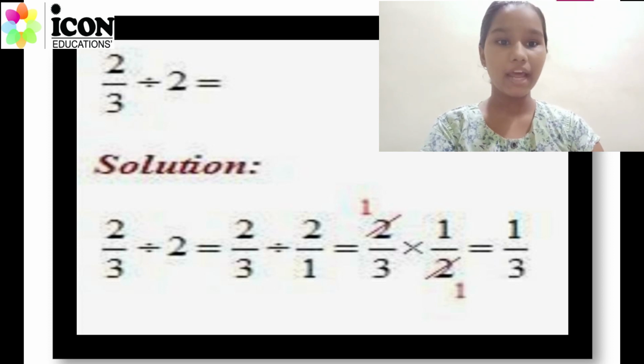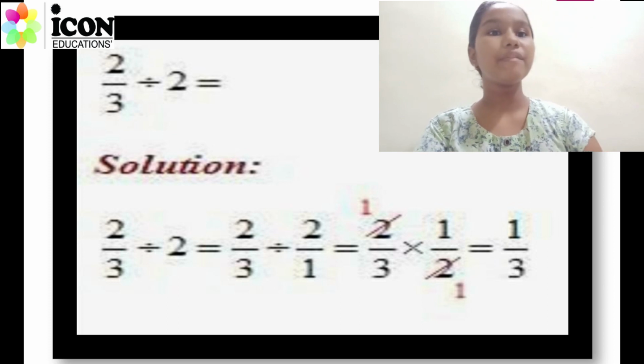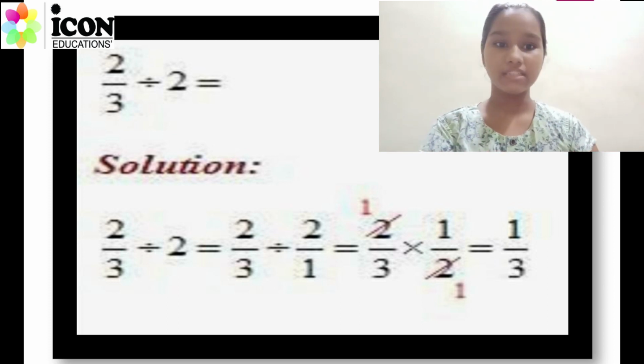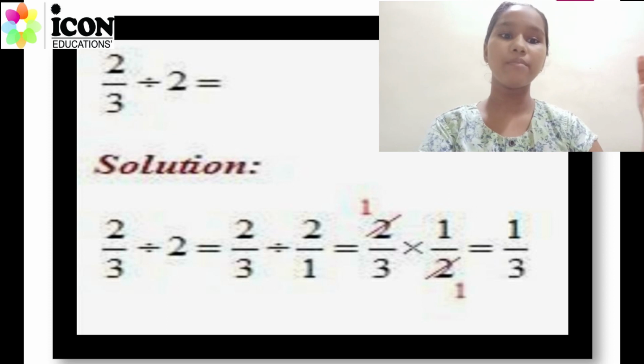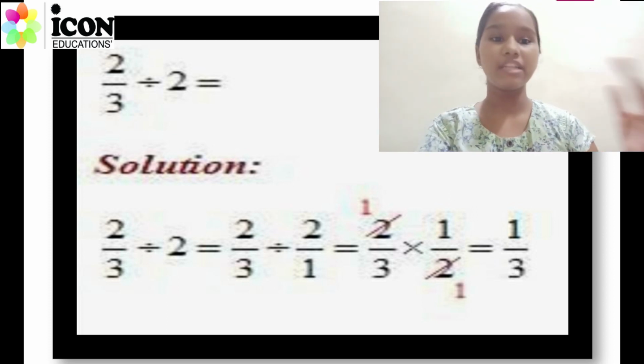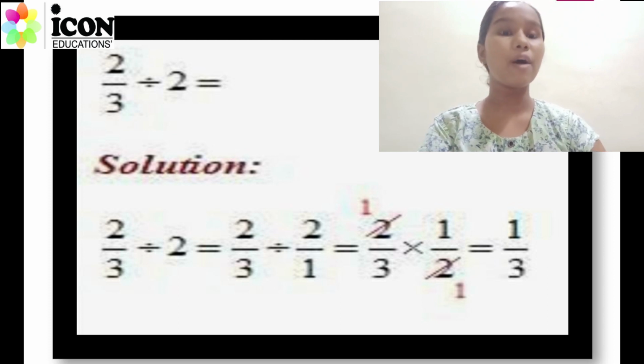So we will multiply 2 upon 3 with 1 upon 2. So we will multiply numerator with the numerator, which is 2 into 1. So it will become 2. And the denominator with the denominator, which is 3 into 2, which will become 6. We got 2 upon 6, and we can reduce it to 1 upon 3.